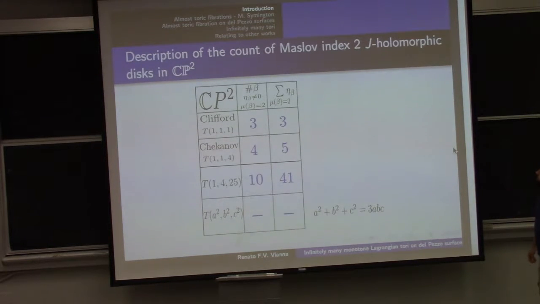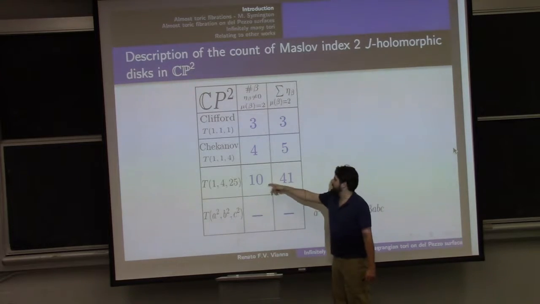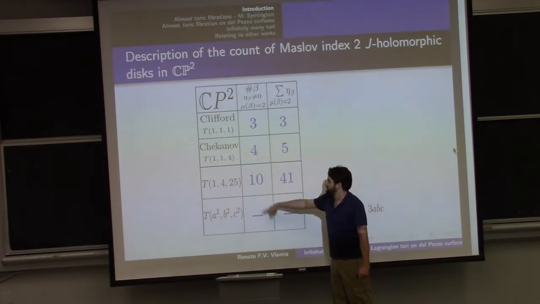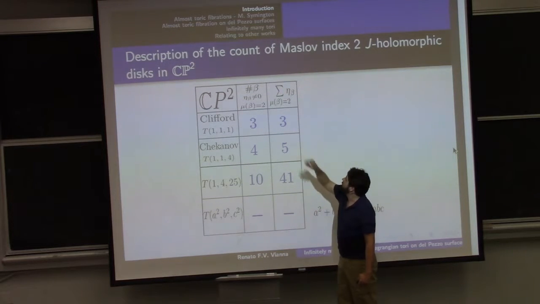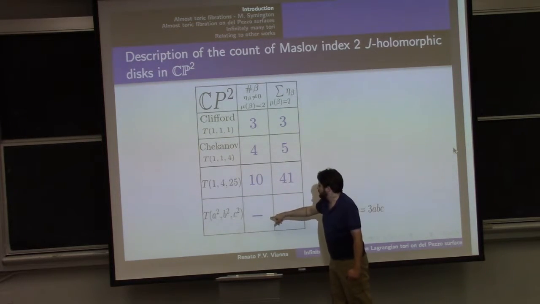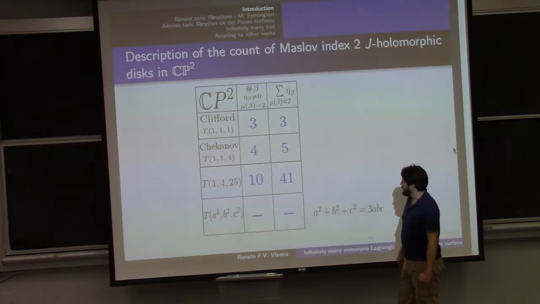Okay. So here, as I said, this is the description of the count of Maslov index 2 disks. At that point we had the knowledge of the wall-crossing formula, but at the time that I proved it for CP2, I couldn't say that the formula would actually give me the count of Maslov index 2 disks with boundary on these tori.